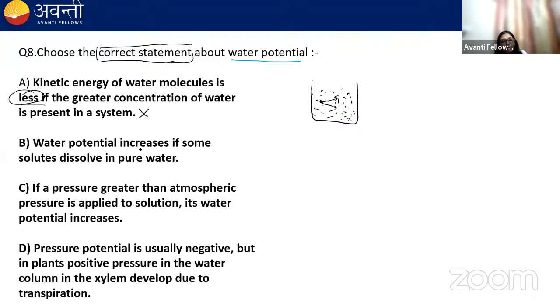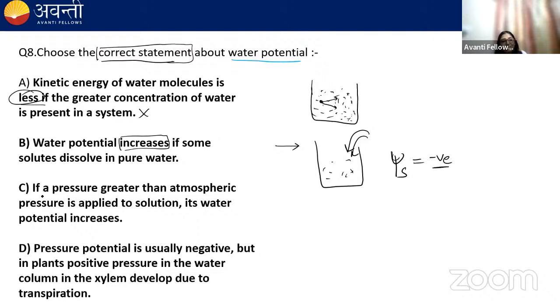Option B says the water potential increases if some solute is dissolved in pure water. No, it does not increase. It will decrease. Remember, this is a water molecule. If I add solute to this, the motion of the water molecule or the kinetic energy of the water molecule will decrease because of the presence of the solute. And the magnitude by which the water potential is decreasing, that magnitude is known as solute potential, and solute potential is always negative. We denote it by psi s, and it is always negative.